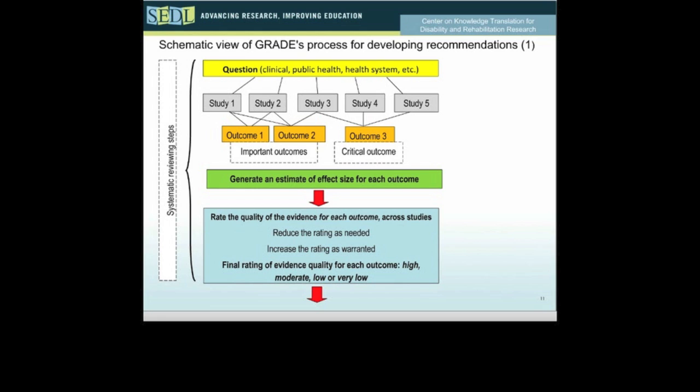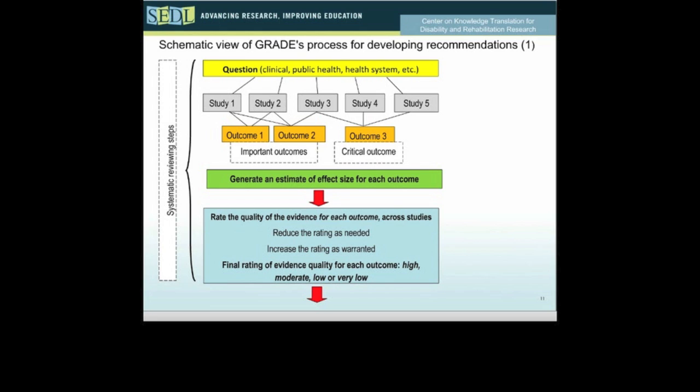The next step, in green, is to generate an estimate of the effect size for each outcome, and we need not go in detail here, but essentially you combine the findings of all the studies that contributed to evidence with respect to one particular outcome and try to create an effect size.